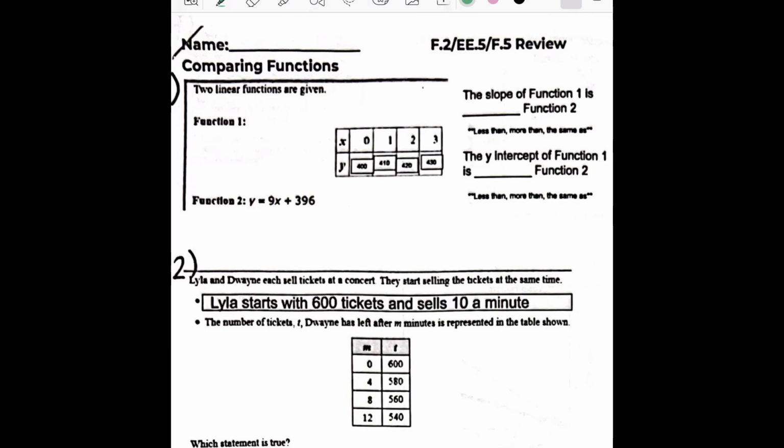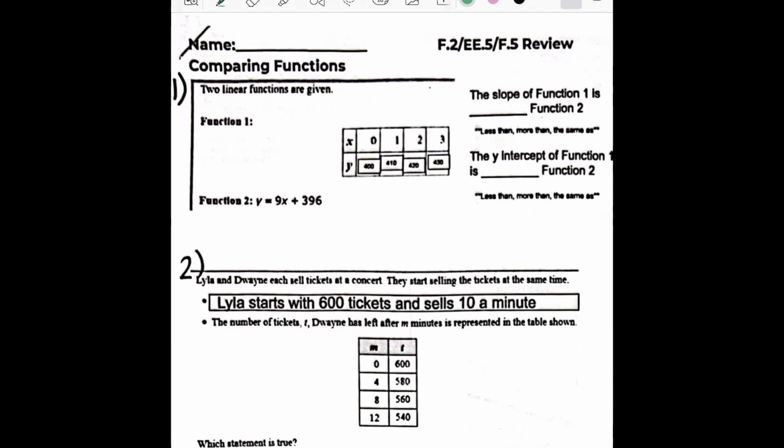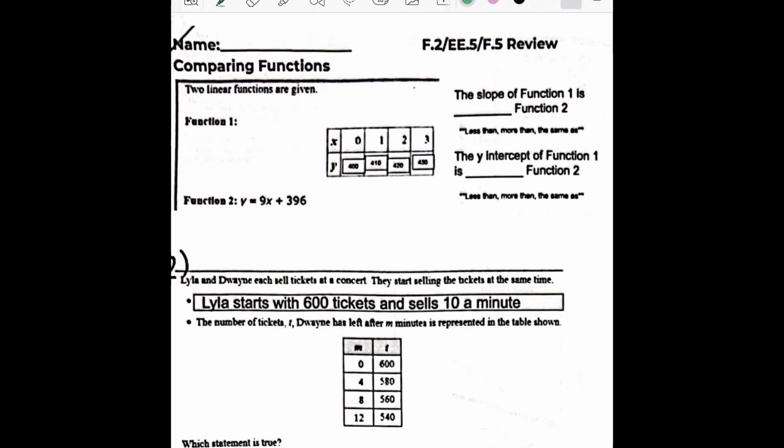So we are working on comparing functions, and we are going to start off with number 1. You're going to write this on the packet that was given to you, and we're just going to do notes together on here. So the first example says 2 linear functions are given. There's function 1, that's the table, and function 2, that's the equation. And then there's 2 questions off to the side.